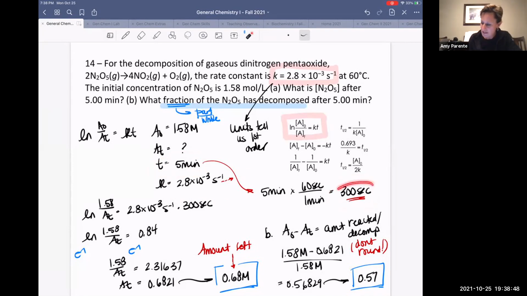Now, once we've done that, so that's going to be our time piece, we put all of our pieces into this equation. And Elias, I think you and I were maybe working on this in my office today when you came in for office hours. We're going to have the natural log of 1.58 over A sub t equal to our rate constant times the time that's passed. And again, that's why we had to make sure we changed the units of our time so that those units canceled. So this is going to be 0.84. That's the multiplication of those two together. And then we have the natural log of 1.58 divided by A sub t.